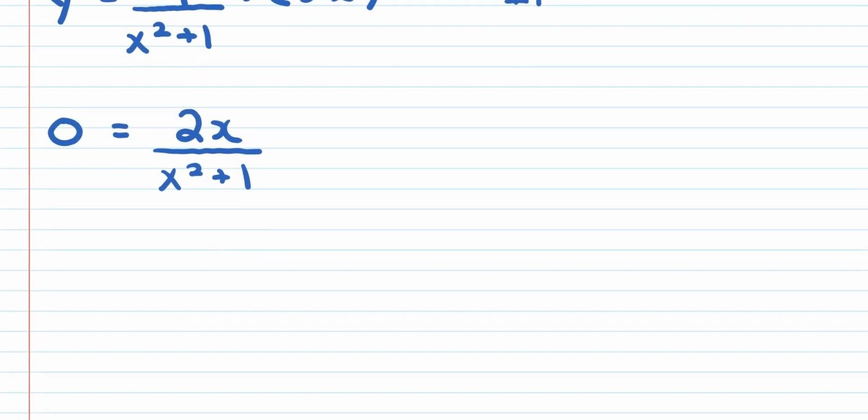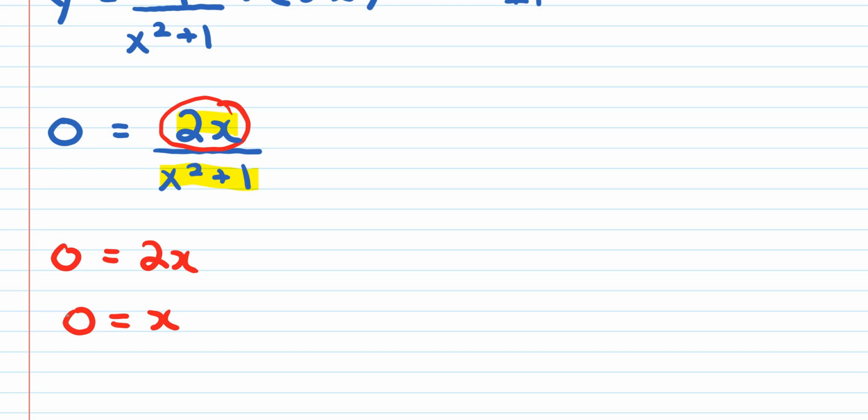Okay, so whenever you have a fractional expression, which is 2x over x squared plus 1, when that equals 0, this happens when the numerator equals 0. So you can just set the numerator equal to 0 here, and that means x would equal 0. Okay, so I have a critical point when x equals 0, and now I need to determine whether that's a max or a min.